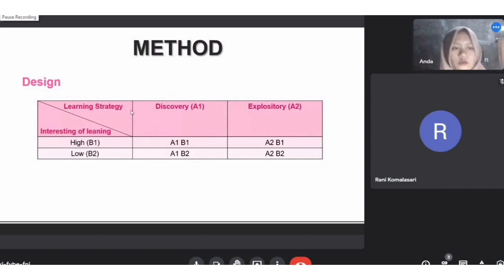And next we move to the method. The first is the research design. Learning strategy is discovery and expository. Discovery is symbolized by A1 and expository is symbolized by A2. For interest in learning, it is high and low. High is symbolized by P1 and low is symbolized by P2.